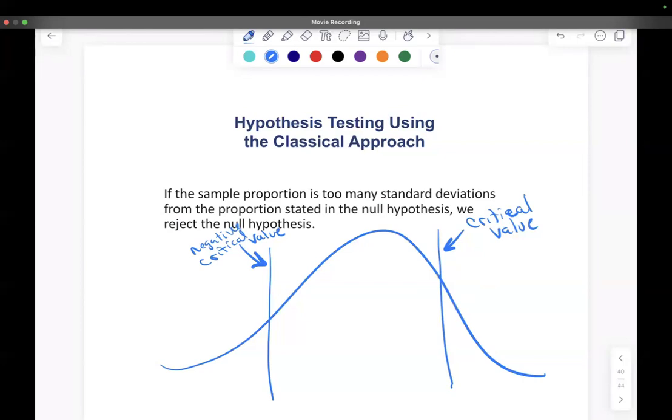So what you're going to do is take your sample and find its z-score, or t-value, but you're going to find its z-score. You're going to compare it to the critical value. If my sample is too many standard deviations away from the mean, beyond the critical value, then we will reject the null. So that's just comparing the critical values.